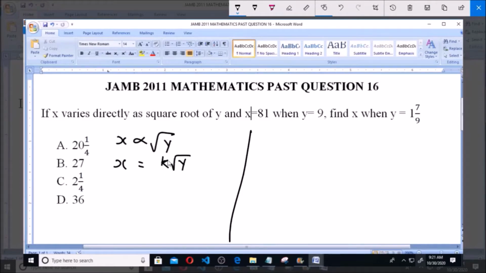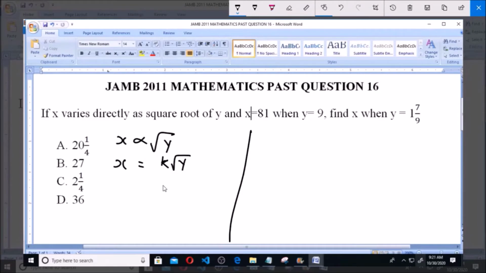Now we've introduced a constant, thereby changing its proportionality sign to an equal sign. Now we have that when x equals 81 and y equals 9, we are asked to find this constant. Finding the constant will enable us to know the formula or the equation connecting x and y.